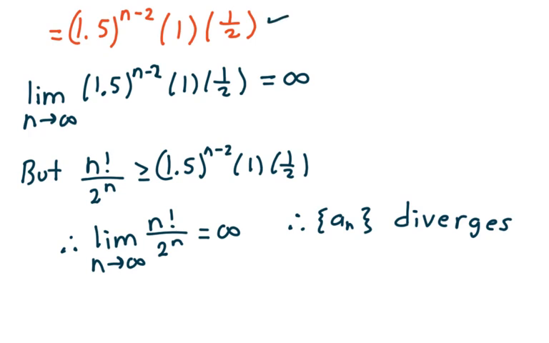But when I took the limit as n goes to infinity, that has to be infinity. And if you notice, n factorial over 2 to the n is greater than or equal to 1.5 to the n minus 2 times 1 times a half. And therefore, that's how we can show the limit as n goes to infinity of n factorial over 2 to the n is infinity. And thus, this sequence diverges. It's a good problem, by the way.